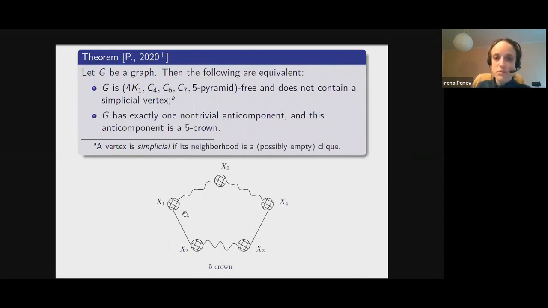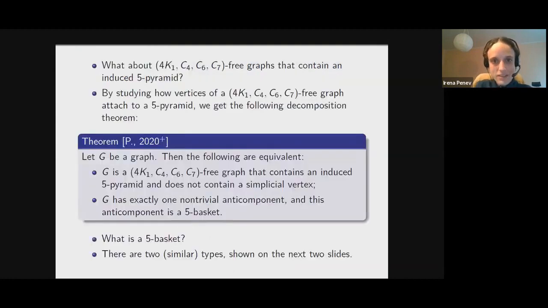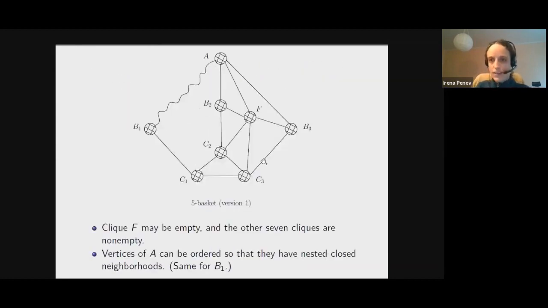It's a very special type of ring of length 5, except that over here, they're complete and they're complete. And then you have another kind of graph that you can get, and it's something that's called a 5 basket. And here's my 5 basket. So you get 8 cliques.